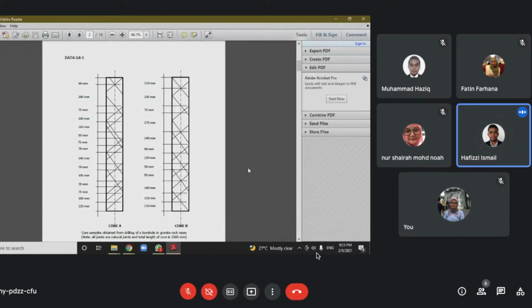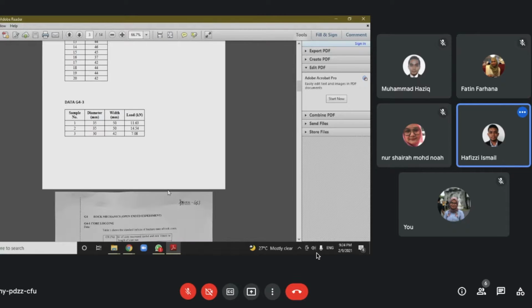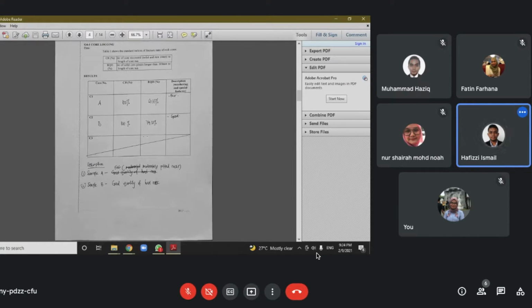Hello, my name is Muhammad Hafizi. So I would like to explain the data for the G4 core logging. We have two samples, core A and core B. So this is the distance between joint to joint. And then we need to calculate the CR, core recovery ratio, and the RQD.